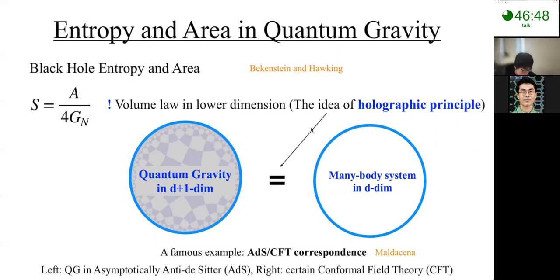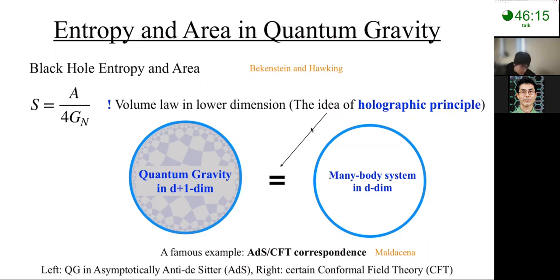It says that if we consider quantum gravity in a certain d+1 dimensions, and suppose we have some boundary of this system, then this quantum gravity can be described as a certain quantum many-body system living on the same manifold as the boundary of quantum gravity. This is so far a working assumption, but nowadays we have a very nice famous example from string theory, which is called AdS/CFT correspondence or gauge/gravity duality.